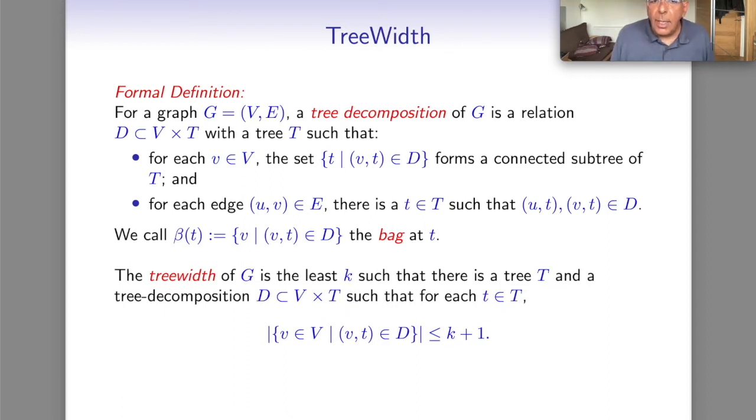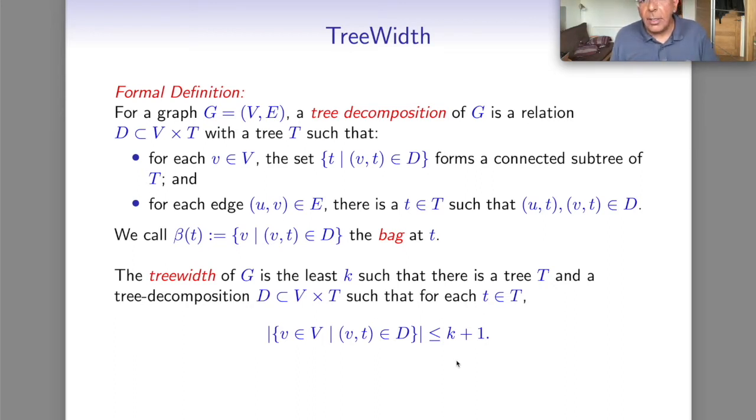Now you take the size of the largest bag, and we call that the width of the decomposition, and the tree width of the graph is the smallest value of k such that there is a decomposition of width k. To be precise, we define the width of the decomposition to be 1 less than the size of the largest bag. This guarantees that trees in fact have tree width 1 rather than tree width 2. That's the reason for the +1 there.